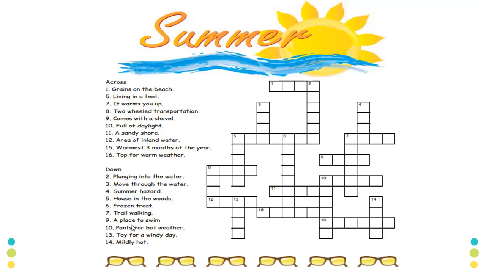Grains on the beach. I don't know what it is. Okay, it's okay. You can skip. You don't need to answer all. I skip. It's okay. Continue. Number one is skip.